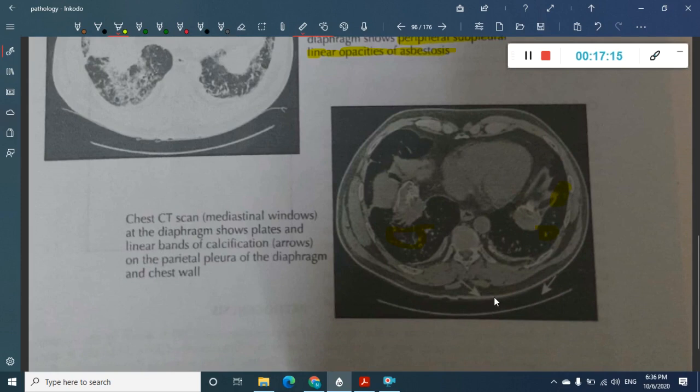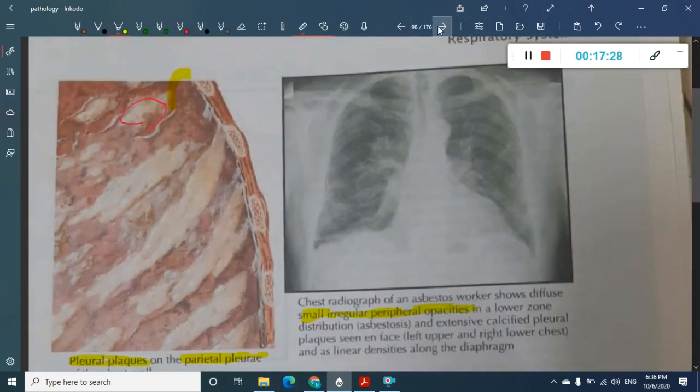Even here, I'm sorry, yeah, all these you can see. Okay, remember these calcifications are also seen. Okay, now all this is about asbestosis.